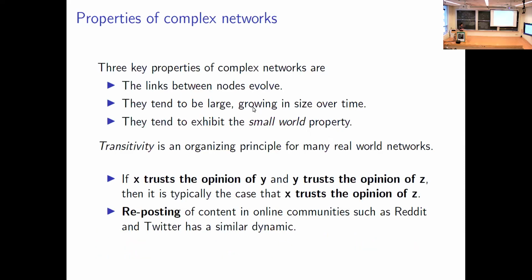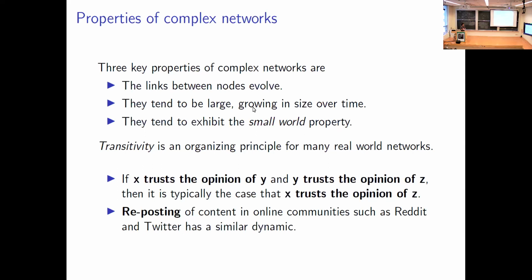The model that we're going to be considering will generate tournaments with some key properties of complex networks. They will be evolving, they'll be large, but they'll still have bounded average distance and diameter. So they're a small world. And we'll be using the principle of transitivity to generate these tournaments. This is an organizing principle we see in places like trust networks, in online shopping, for example.